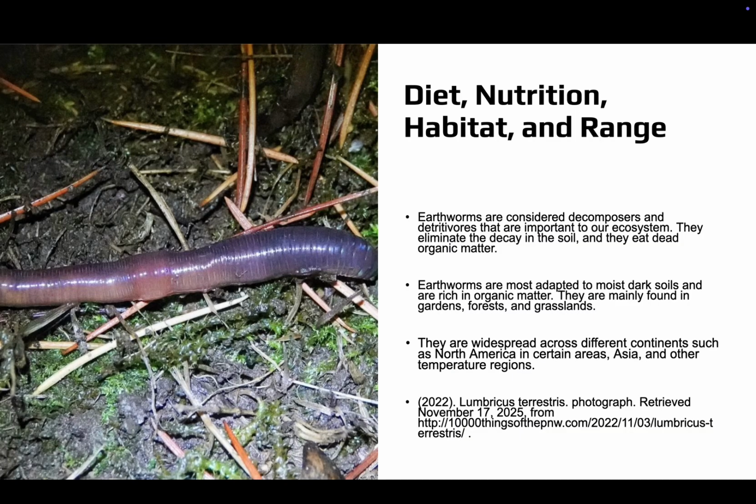Diet, nutrition, habitat, and range. Earthworms are considered decomposers and detritivores that are important to our ecosystem. They eliminate decay in the soil and they eat dead organic matter. Earthworms are most adapted to moist, dark soils that are rich in organic matter. They're mainly found in gardens, forests, and grasslands. They are widespread across different continents such as North America, Asia, and other temperate regions.